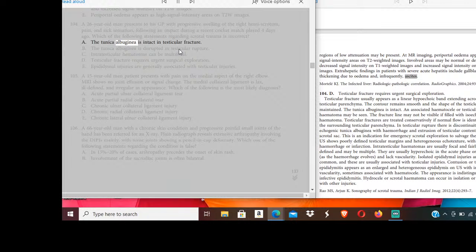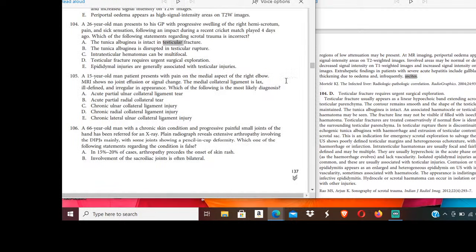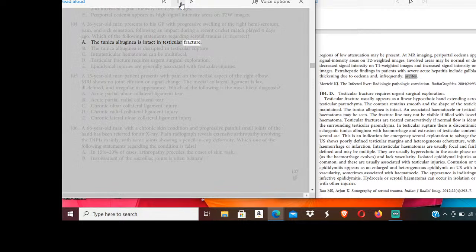A. The tunica albuginea is intact in testicular fracture. B. The tunica albuginea is disrupted in testicular rupture. C. Intratesticular hematomas can be multifocal. D. Testicular fracture requires urgent surgical exploration. E. Epididymal injuries are generally associated with testicular injury.